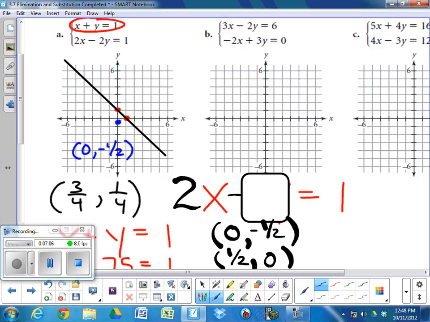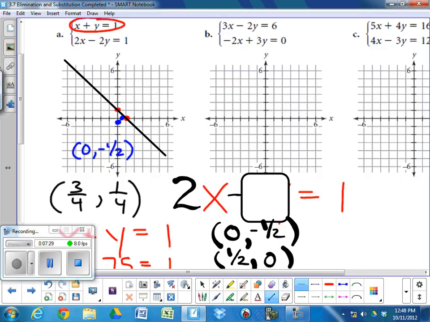0.5 or 1/2. So the y-intercept is (0, -1/2), and the x-intercept is (1/2, 0). So those points are very close together, aren't they? Dangerously close together. So we have the 2 intercepts, but they're good enough. 2 points are good enough to create a line.